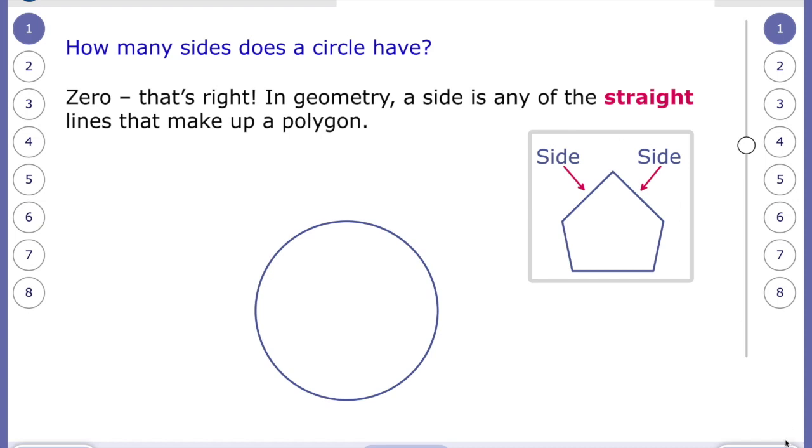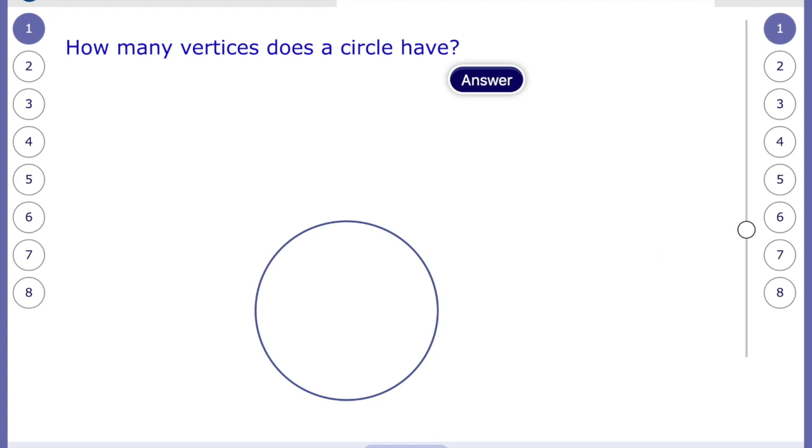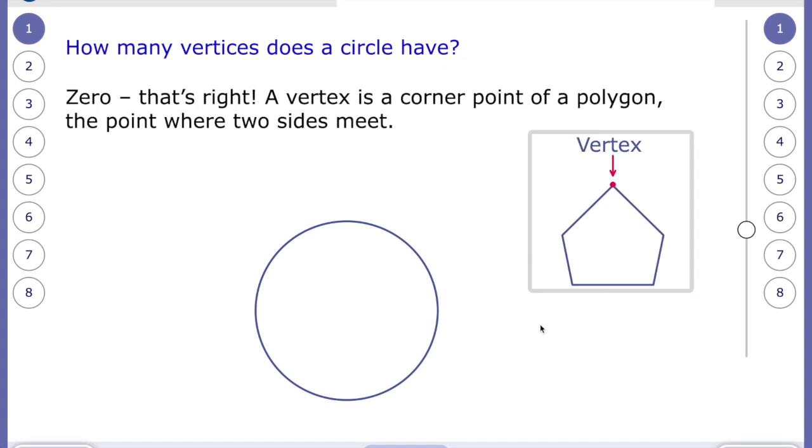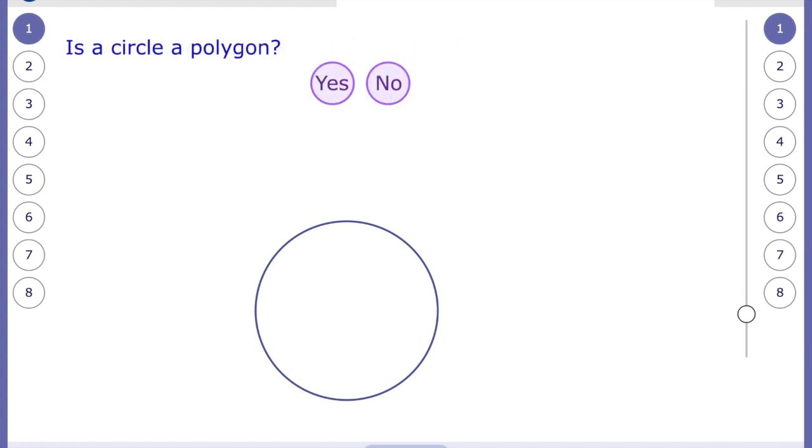So if we move on, the next question is how many vertices does a circle have? Now remember, a vertex is a corner, or vertices is more than one corner. So fairly obviously, it doesn't have any. A circle does not have sides, so the term vertex doesn't apply.